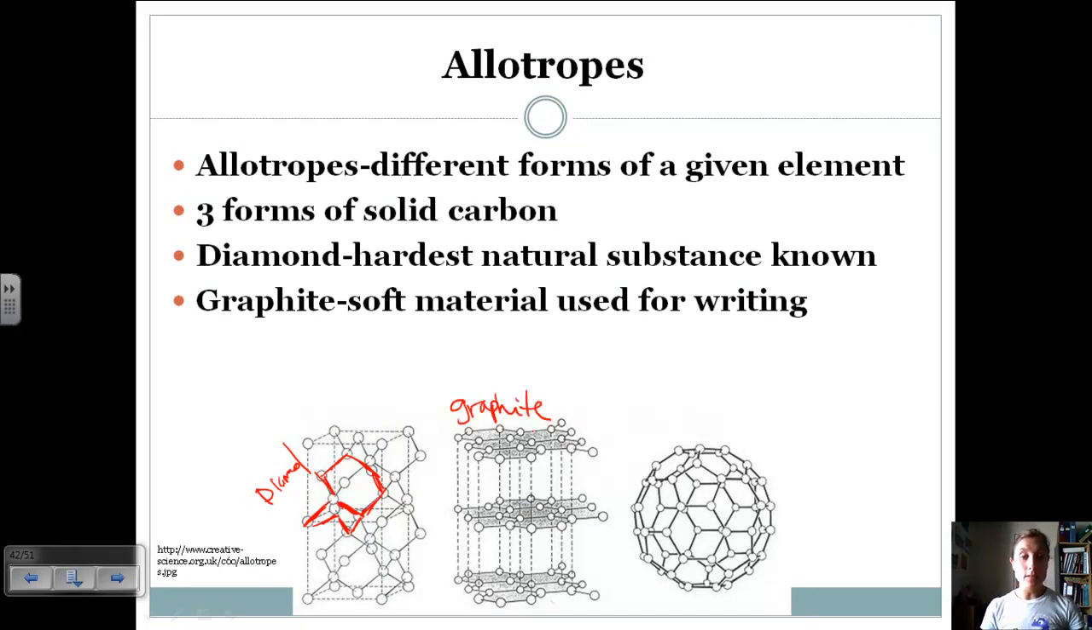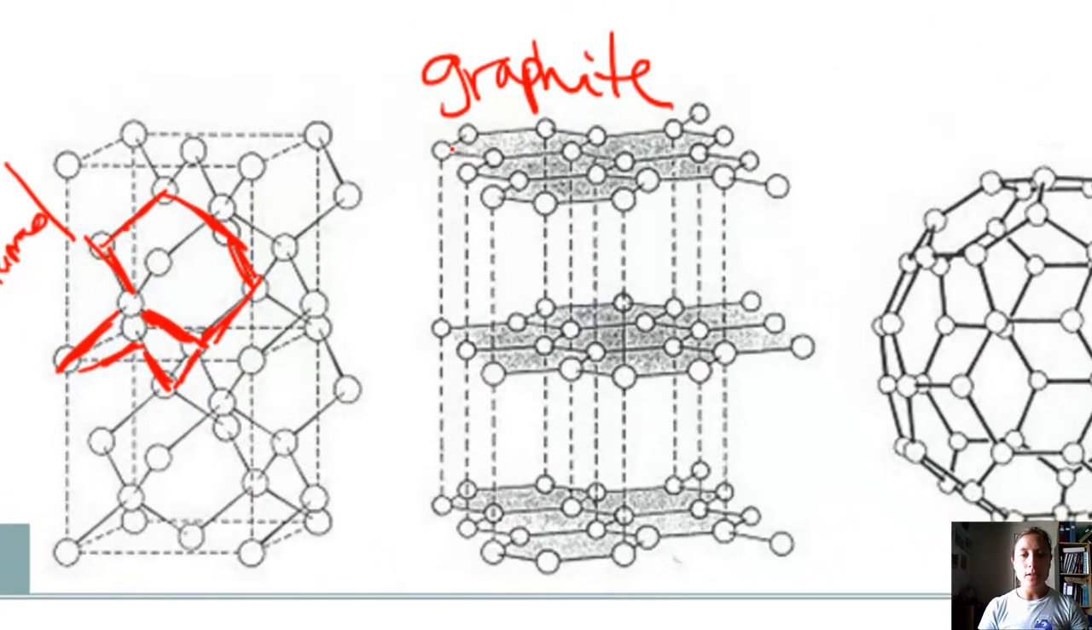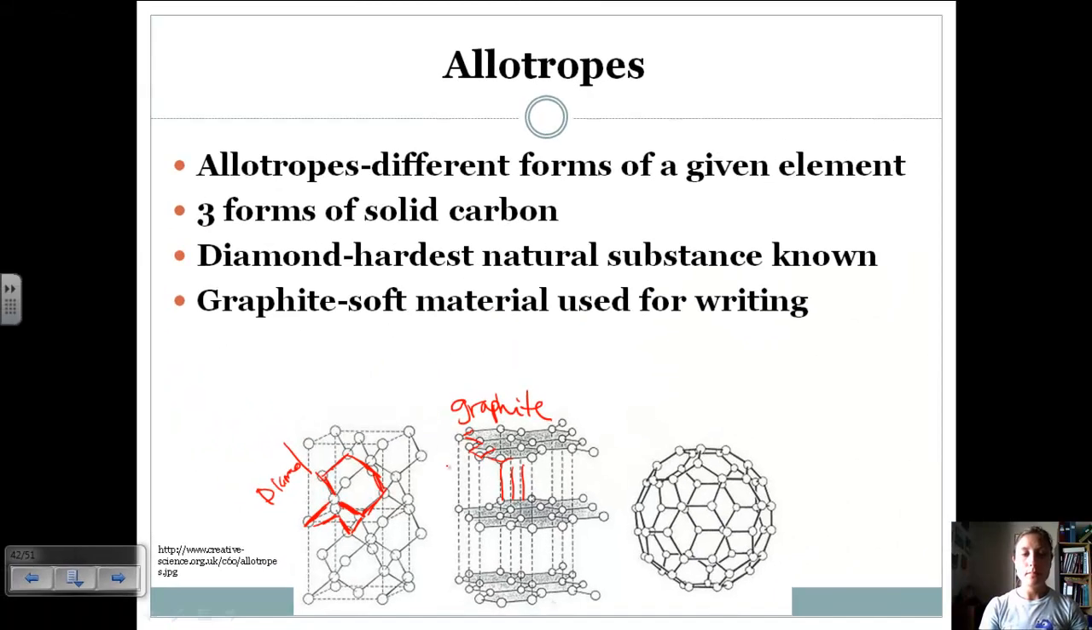Then we have graphite, which you guys probably use all the time. It's also known as pencil lead. As you can see here we've got this crystalline structure again, but then they're bonded in thin sheets, and so those sheets can slide over one another, which is why graphite works really well for your pencil, because it can slide on the paper.